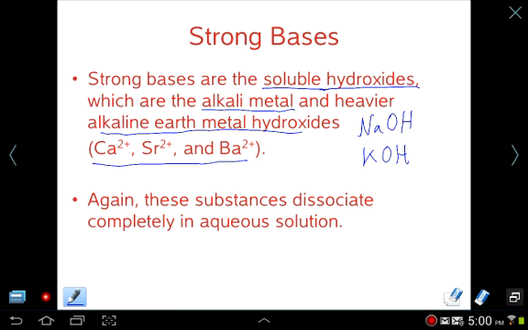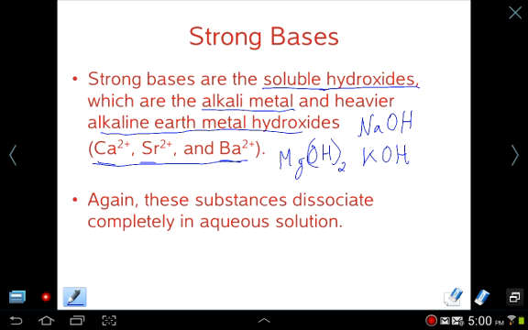So magnesium hydroxide is not generally considered to be soluble, but calcium, strontium, and barium, these are the 3 robbers. If you recall, they are soluble. Not very soluble, slightly soluble, but the amount that dissolves completely breaks apart in solution.